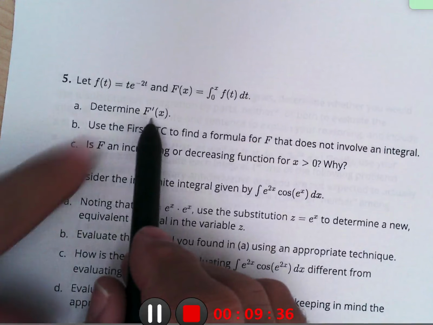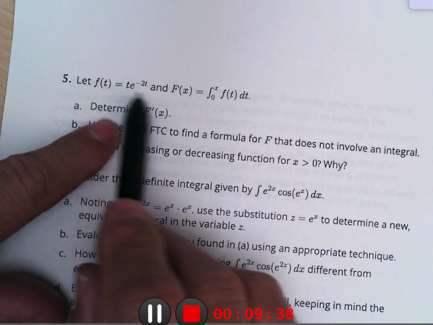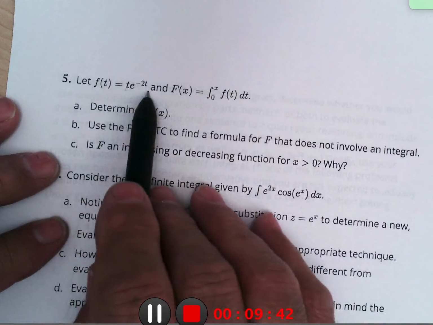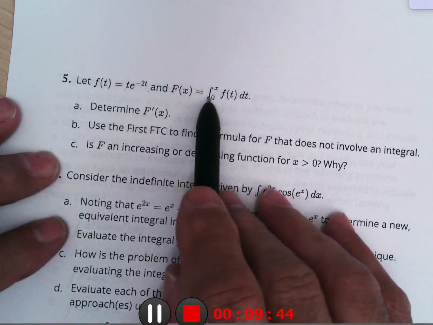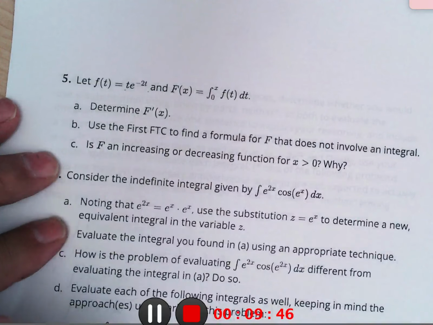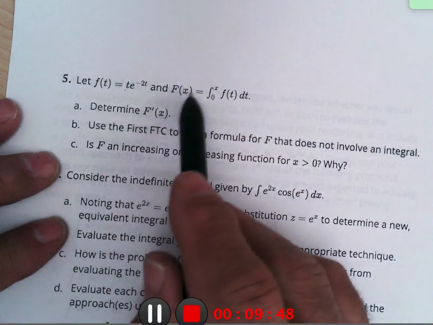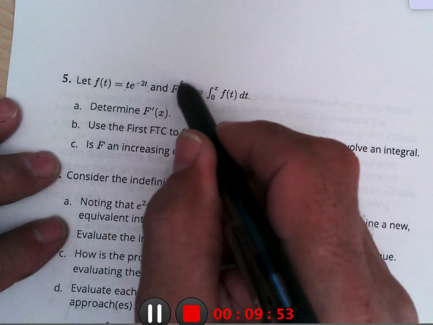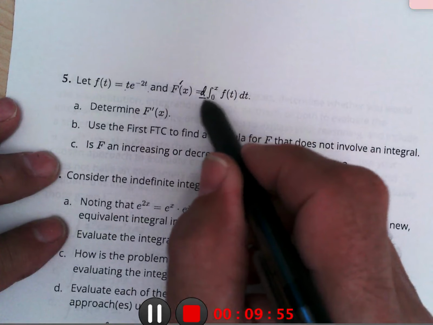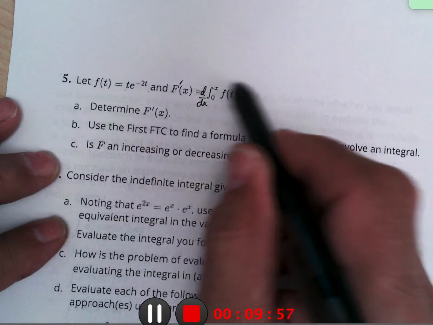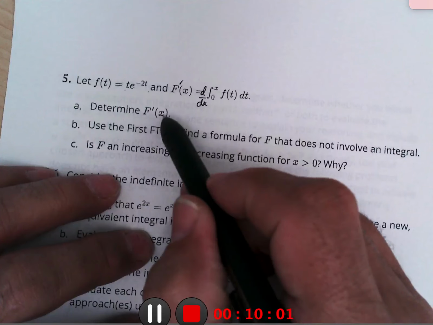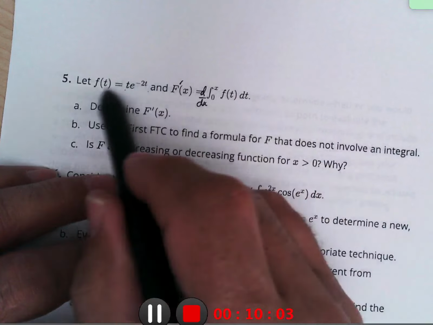Determine f prime. So f looks like this, and we have to find the antiderivative from there to x. Well, f prime would be take the derivative, and we've already talked about that. F prime would be the derivative with respect to x of this, which means all you have to do is put an x in place of the t's in this, as long as this is just x.